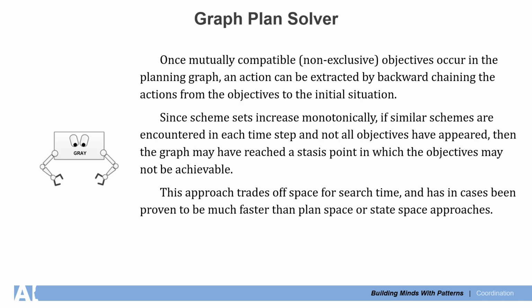Once mutually compatible, non-exclusive objectives occur in the planning graph, an action can be extracted by backward chaining the actions from the objectives to the initial situation. Since scheme sets increase monotonically, if similar schemes are encountered in each time step and not all objectives have appeared, then the graph may have reached a stasis point in which the objectives may not be achievable. This approach trades off space for search time and has in cases been proven to be much faster than plan space or state space approaches.